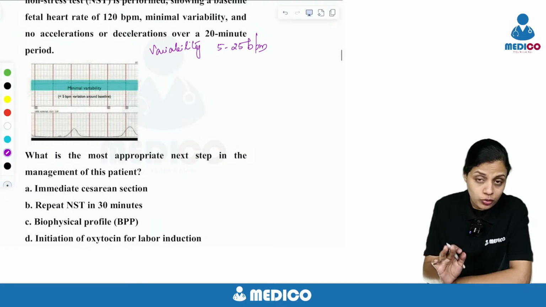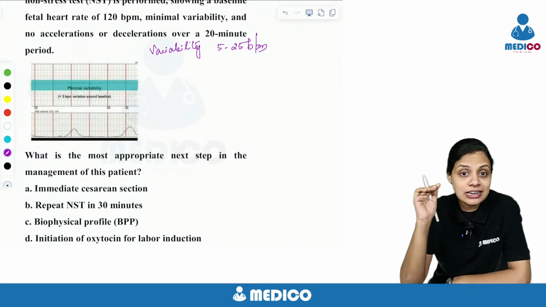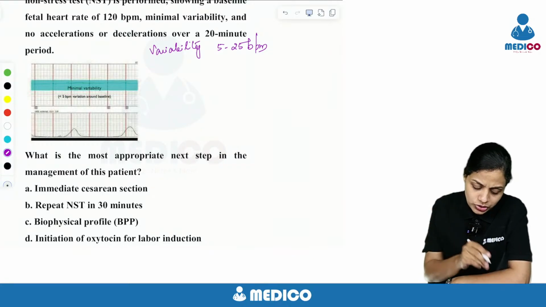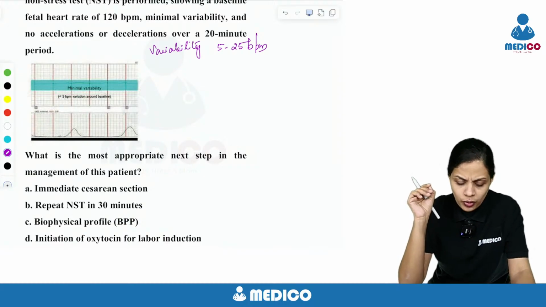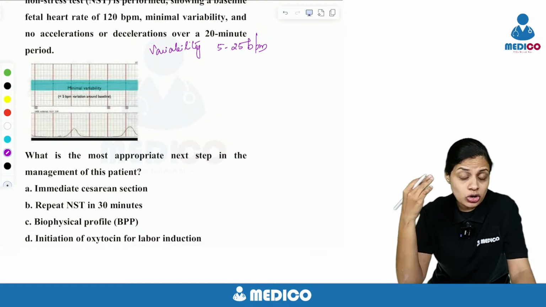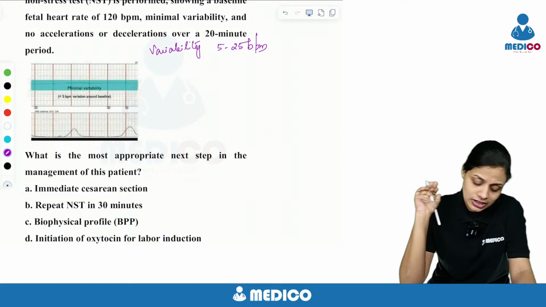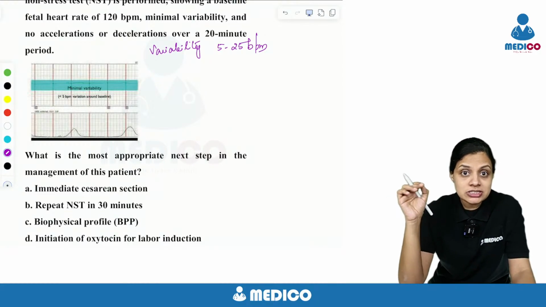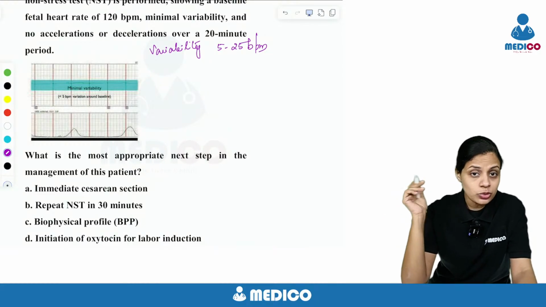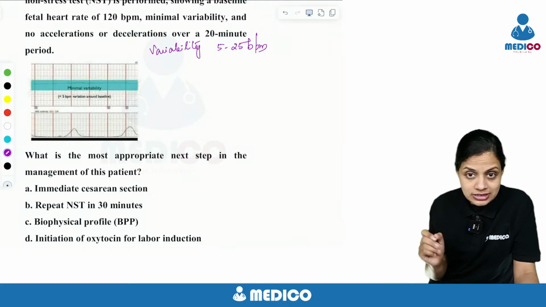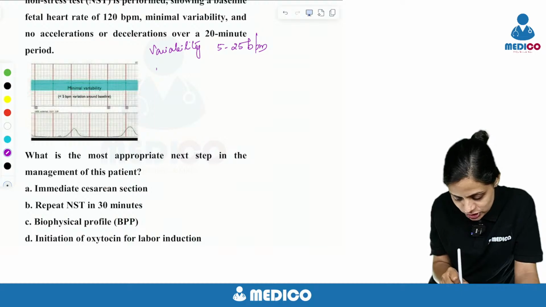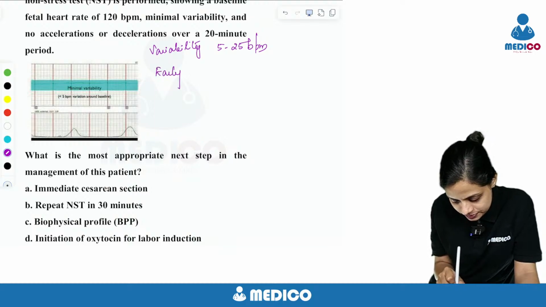So here we have a woman presenting with decreased fetal movements, and when you take an NST, you find that there is minimal variability. Why is the variability minimal? Something is wrong. The baby has some kind of distress, right? If the baby had an active distress, he would have shown decelerations. Okay, decelerations also we'll come to. We'll discuss that one also. There are three kinds of deceleration. First one is the early deceleration.